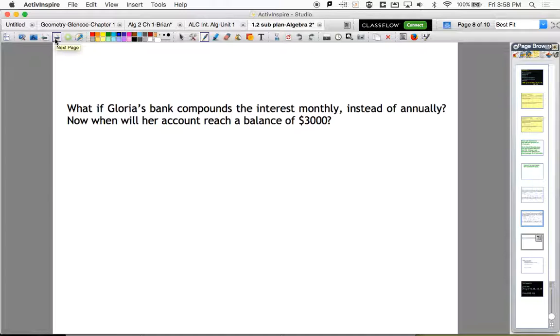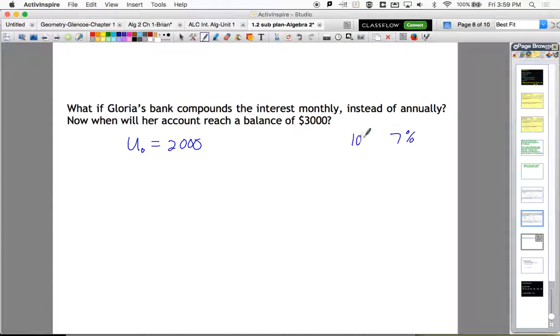Okay, but now what if Gloria's bank compounds the interest monthly instead of annually? Now when will her account reach a balance of $3,000? Okay, so this is where using a recursive formula gets a little bit tedious. And we start with the same idea. u sub 0 is equal to $2,000. And this time, though, her interest rate, which, by the way, remember was 7%, is compounded monthly instead of annually.